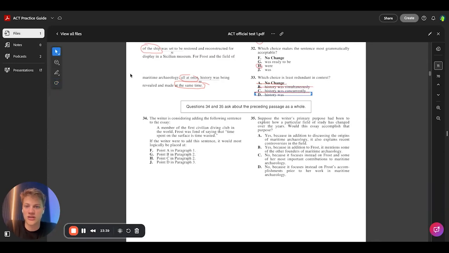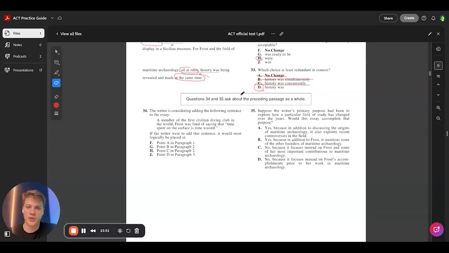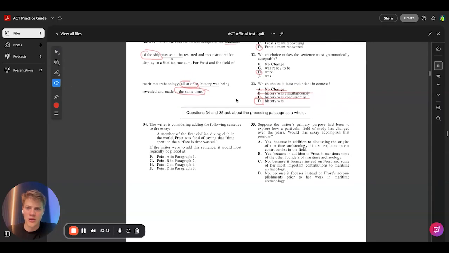"History was concurrently being revealed and made at the same time," also redundant. "History was being revealed and made at the same time." D is not redundant because it doesn't repeat any information, so it's the correct answer.